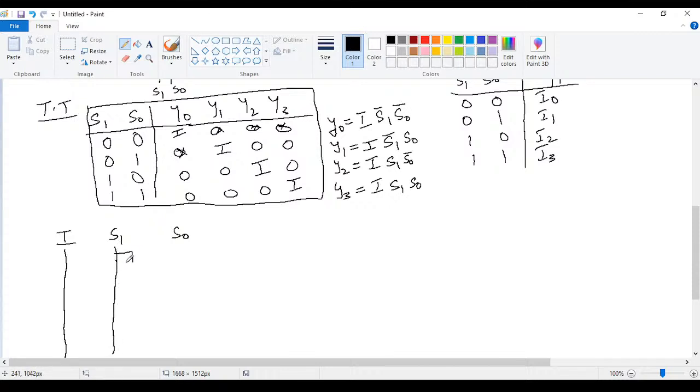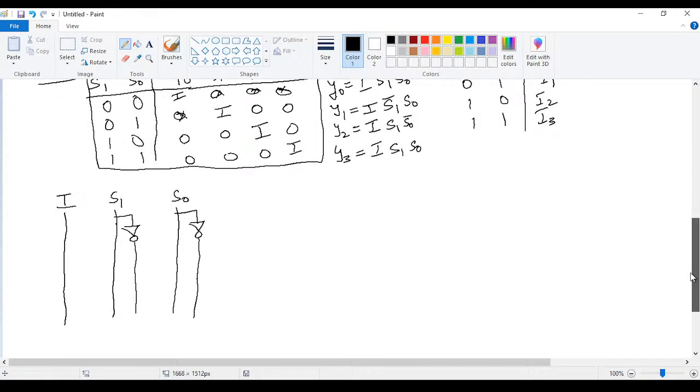To that we are having a NOT gate also, because in some cases we are using S1 bar and S0 bar also. What we are drawing here is for our simplicity's sake. If you want to draw anything, however you want to draw, you can draw.